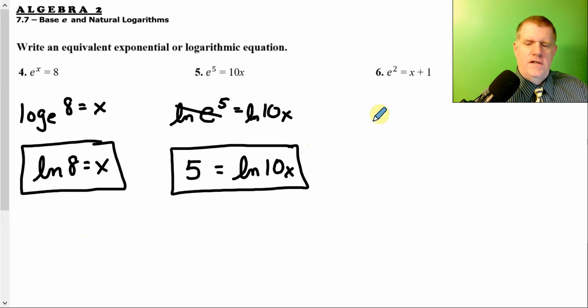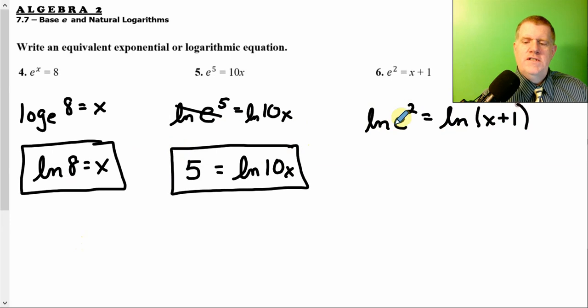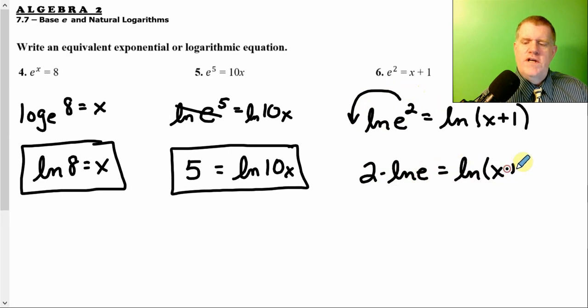Okay? Alright, so I'm going to show you here. If I take the natural log of both sides, and I'm using natural logs because they're the inverses of e, natural logs and e cancel out. Now why does this 2 remain? And why does it become a whole number? If you remember our properties of logarithms, the 2 can drop in front because it's a power. So it really means 2 times the natural log of e equals the natural log of x plus 1. And what's the natural log of e? It's 1.